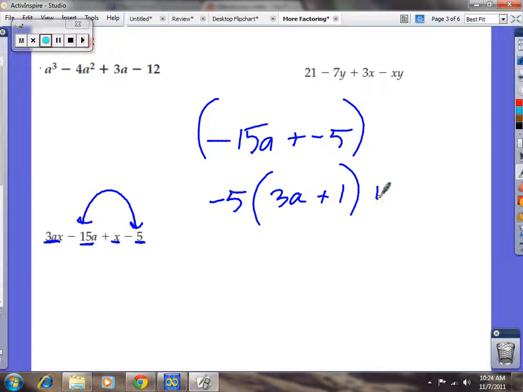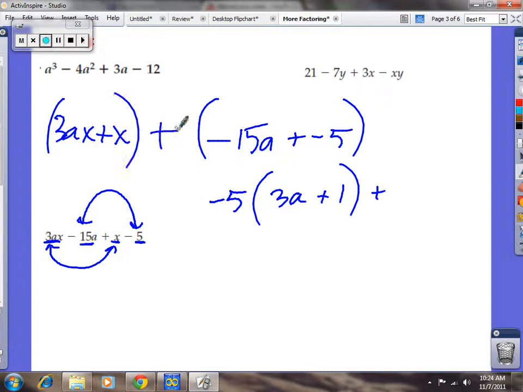Now let's put a plus here, because this is all just a big plus problem. So if I grouped the negative 15a and the negative 5, you're left with this. You're left with grouping the 3ax and the x. So if you look at those 2, Joey, 3ax plus x. What can you factor out of that? If you factor out an x, you're going to be left with 3a plus 1.